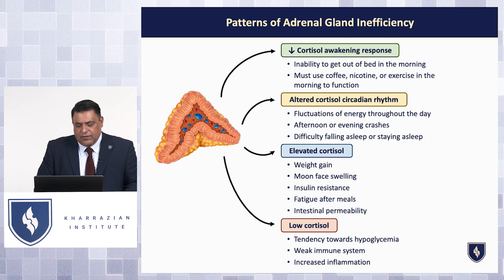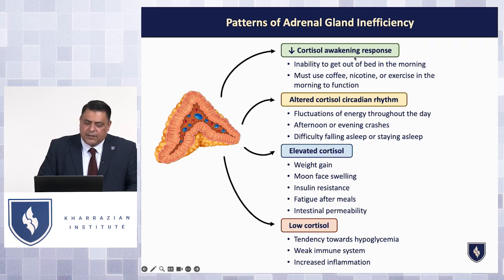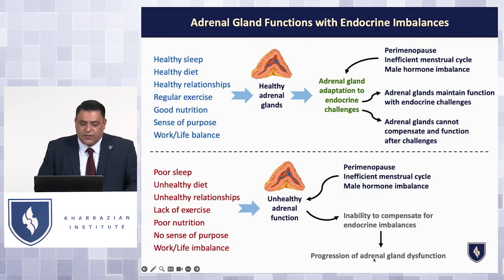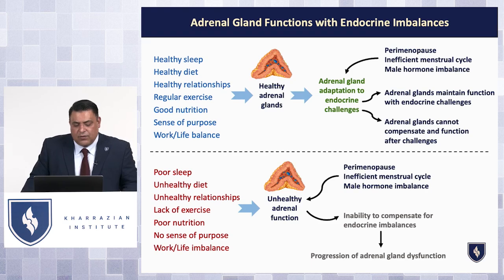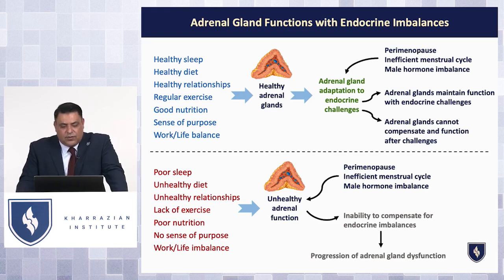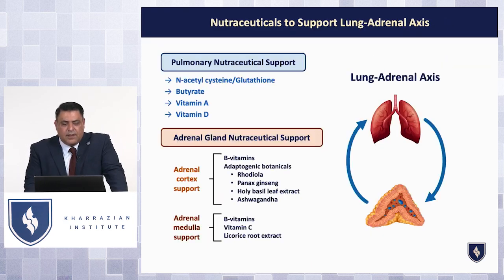Now, this is just a summary chart of all the different things that can take place between different types of cortisol responses. If the cortisol awakening response is abnormal, you might clinically hear that they have a really hard time getting out of bed and have to use caffeine or exercise to get going. With altered cortisol rhythms, they'll have fluctuations of energy throughout the day. With elevated cortisol, you see a tendency towards insulin resistance, and with low cortisol, a tendency towards hypoglycemia patterns. Here's a simple chart of the key things you want to make sure the patient understands, and you can work with the patient to help restore some of their adrenal gland function as well.